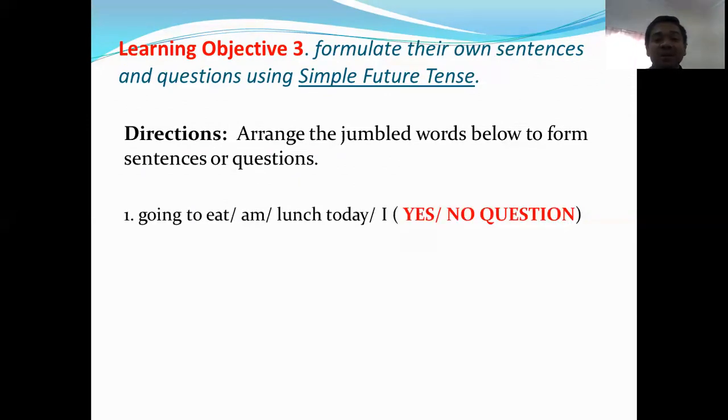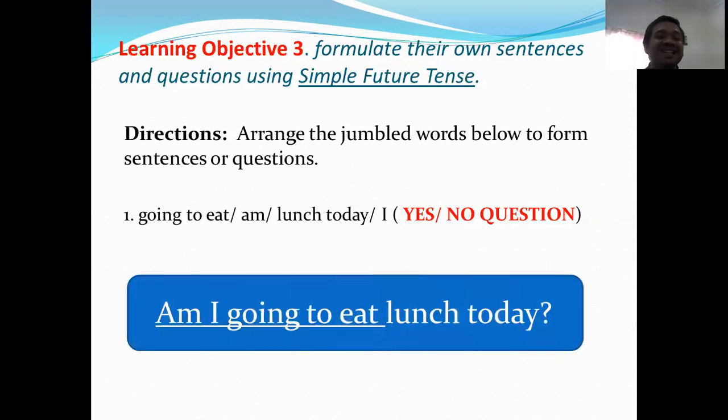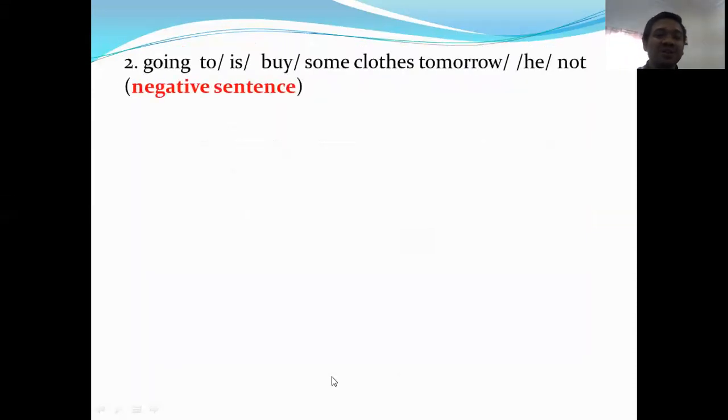I have here: going to eat, am, lunch today, I. Yes or no question. Five seconds to formulate your yes or no question. So you'll say, am I going to eat lunch today? Remember, this is a yes or no question. Be verb, subject, going to, and verb one. Easy? Very easy.